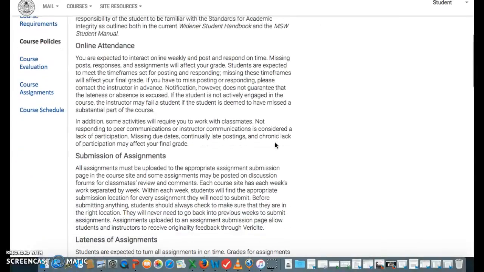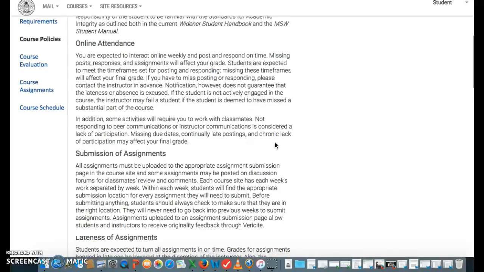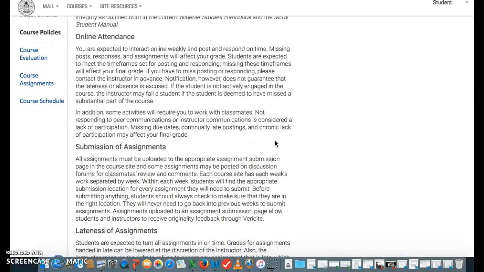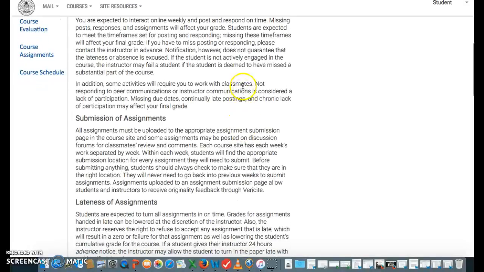In regards to online attendance, it's really important that you are interacting online weekly, posting, responding on time, not only doing initial posts, but also posting response posts. And as you know, as I've said before, this is a major part of your grade, over 50%. Submissions of assignments. So you need to be mindful of uploading the appropriate assignment to the submission page on the course site. So feel free to continue to look around, engage, and make sure that you're familiar with where everything needs to go.